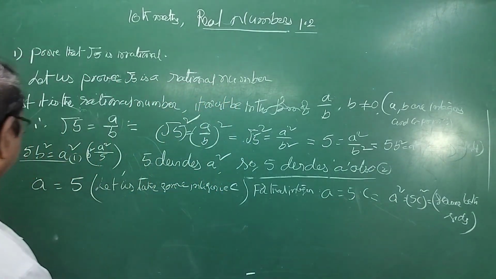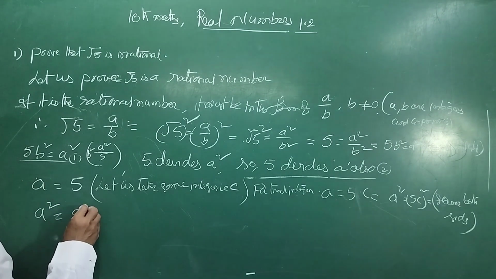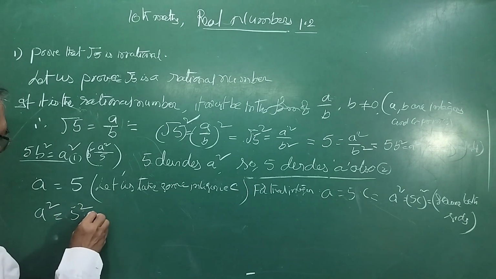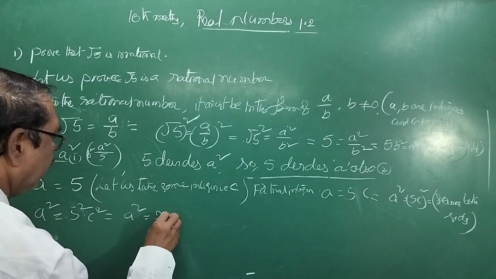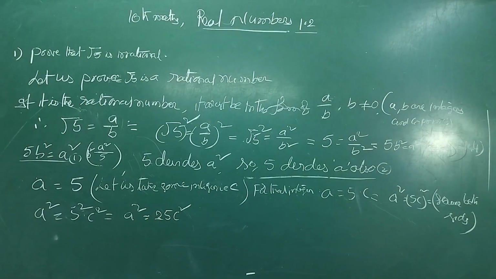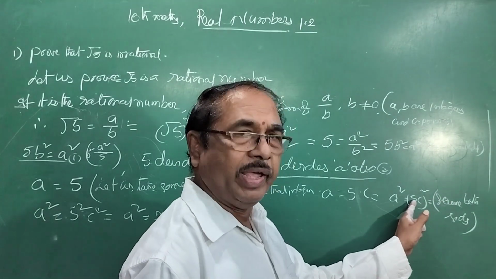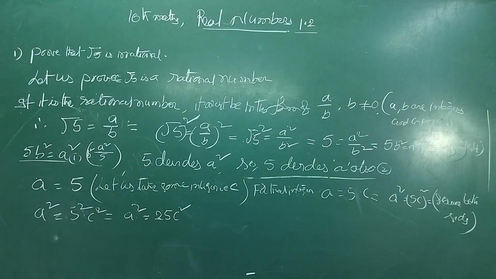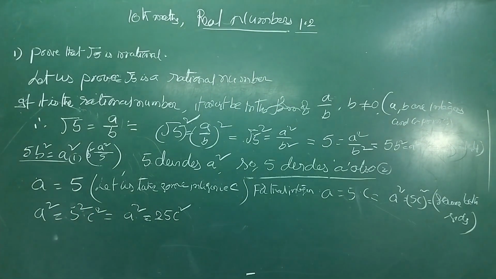Let us write here: a square is equal to 5c whole square, which means 5 square into c square, that is a square is equal to 25c square. You see, 5c whole square means square for both 5 and c, 5 square and c square. So a square is equal to 25c square.